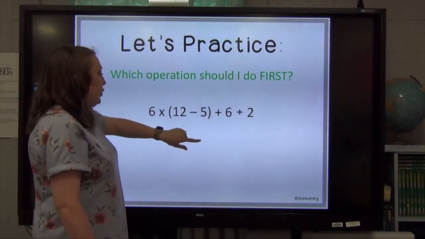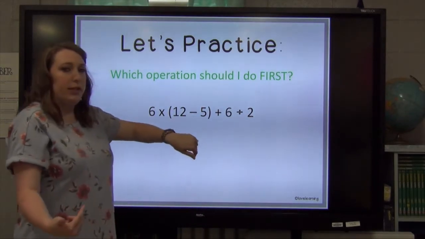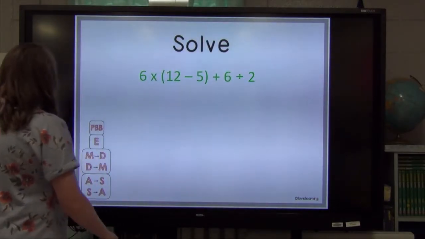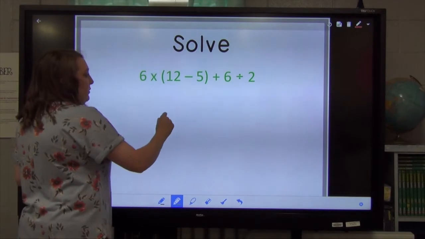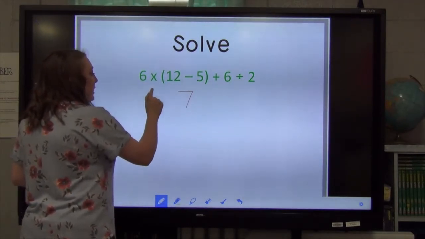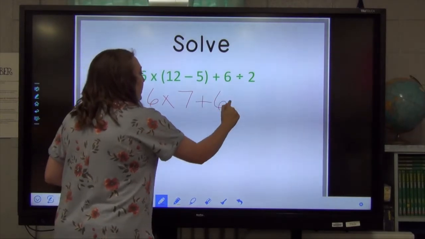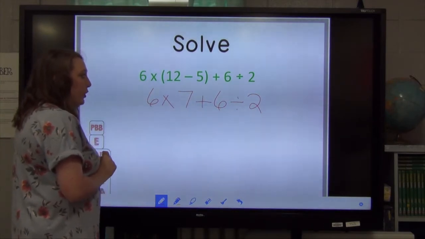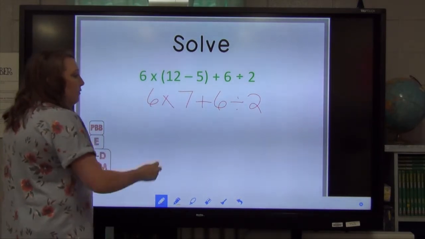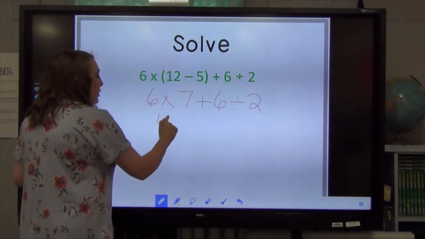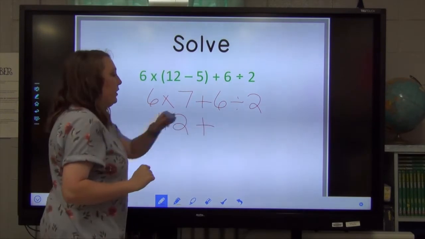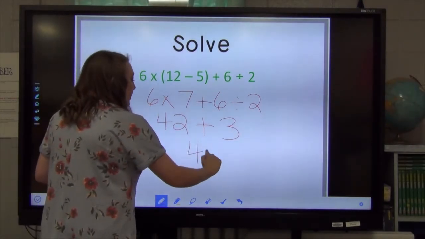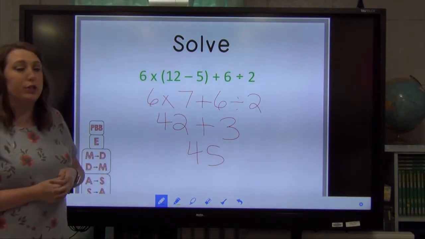Okay, which operation should I do first here? Do I have parentheses? Yes, so I have to get rid of the parentheses first. I have to solve it first. Okay? Alright, so 12 minus 5 is 7. 6 times 7, I bring it down, plus 6 divided by 2. Alright, next I have to ask myself, do I have multiplication or division? And I do. I have both. So I have to work from left to right. 6 times 7 is 42. Then I can get rid of the division. 6 divided by 2 is 3. And then I add 42 plus 3 is 45. So the answer to this numerical expression is 45.